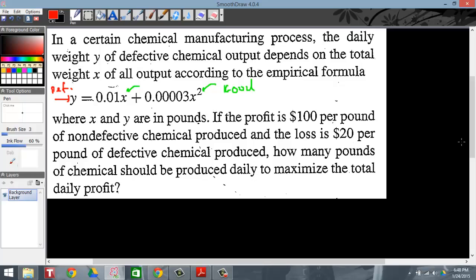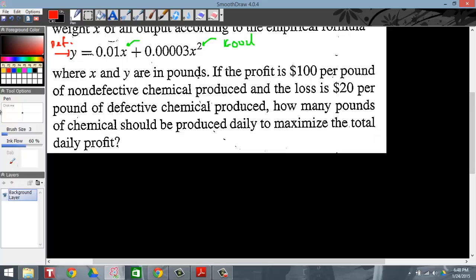Well, at its core, this problem is exactly the same. We know that profit is going to equal revenue minus cost. Okay, the trick is to figure out which one is which. Well, revenue is produced by non-defective chemicals. If X is the good chemical and Y is the defective chemical, then hopefully it makes sense. And here's the thing that you have to understand also: producing defective chemicals is unavoidable in this problem, but you're going to produce good ones too.